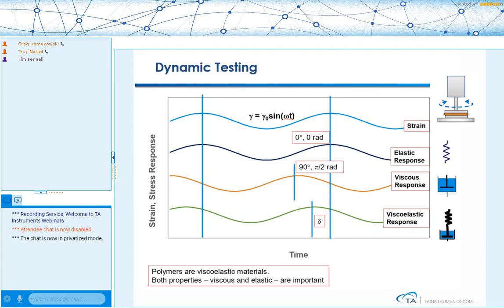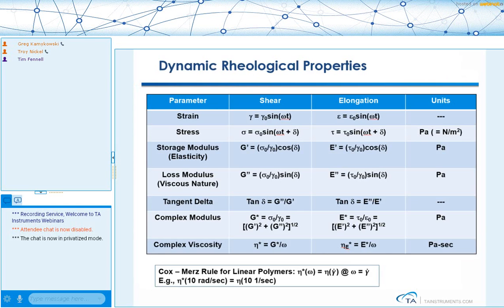If we had a completely viscous material, we see that the wave for the viscous material is shifted 90 degrees or pi over 2 radians. And the reason for that is because this is totally a rate-dependent phenomenon. But the materials that most people will be looking at are somewhere in between being completely viscous and completely elastic.